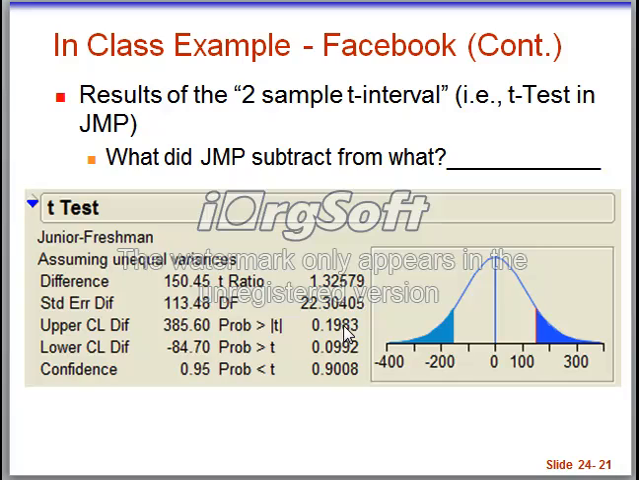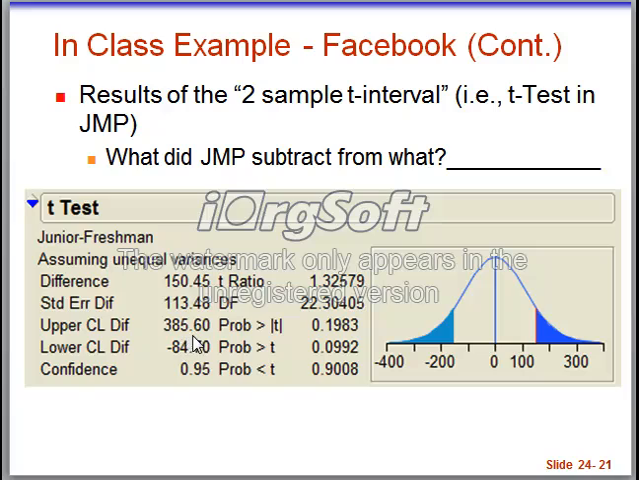The degrees of freedom, once again, is something we have to calculate or have JMP calculate for us, but this is a t-distribution right here with 22.30405 degrees of freedom. These are very important things to realize. You should be able to analyze this whole JMP output.